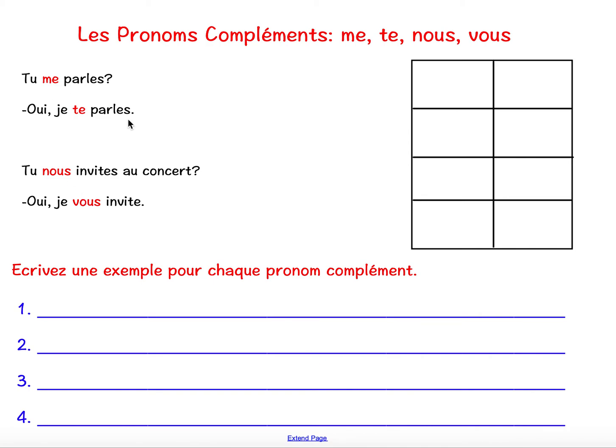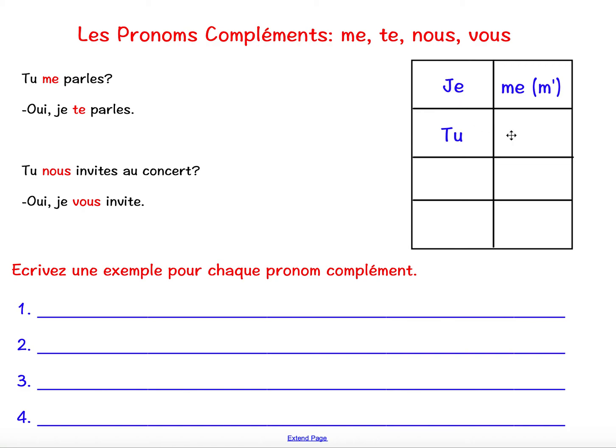Okay, another example might be je te téléphone ce soir. I'm calling you, or I call you tonight. Je te téléphone ce soir. Okay, so for je, we're going to use me or M apostrophe. M apostrophe is going to be used in front of a verb that begins with a vowel.